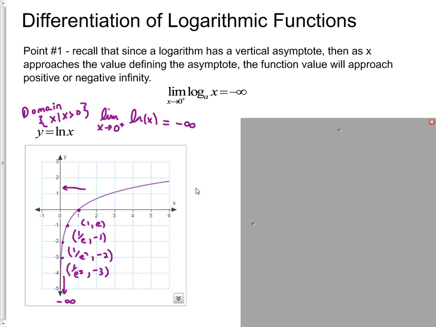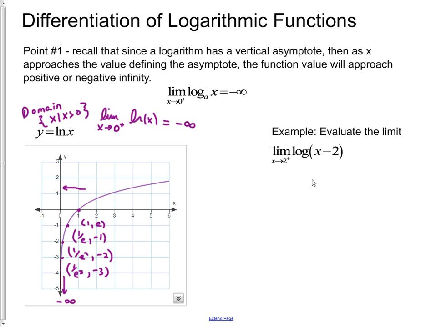So what implications does this have for us? Well, we will be asked to evaluate limits like this one. Evaluate the limit as x approaches 2 from the right of the logarithm. This will be the common logarithm of the quantity x minus 2.